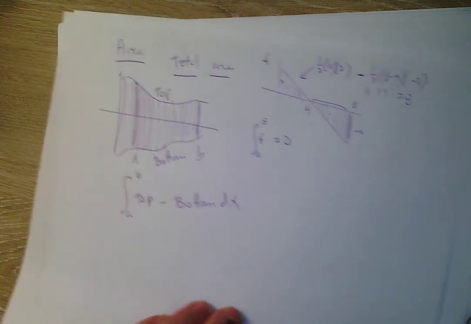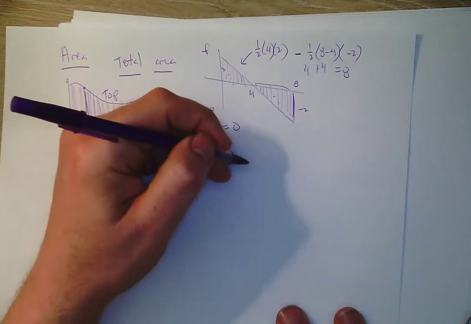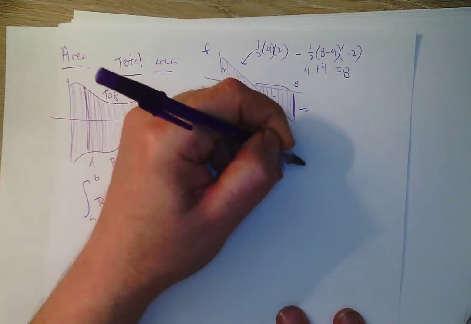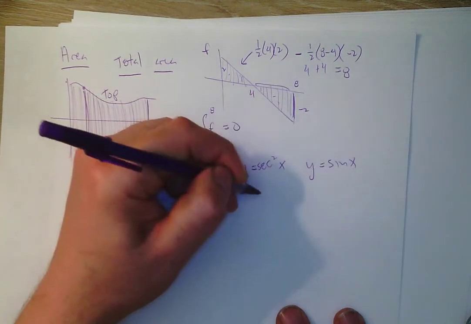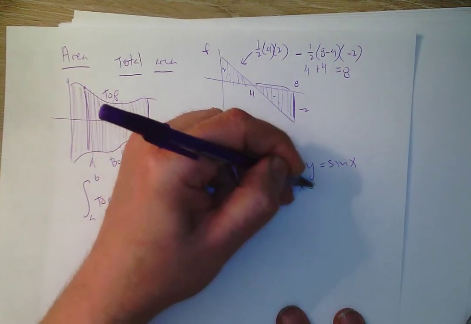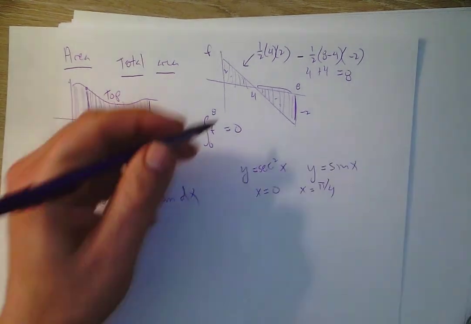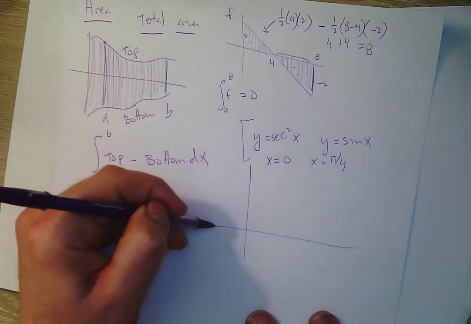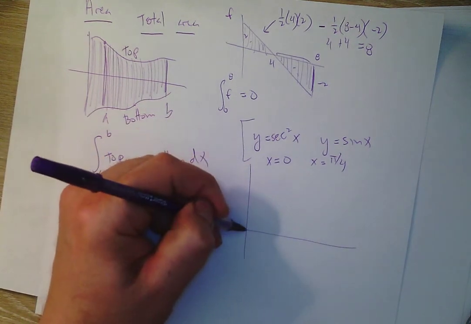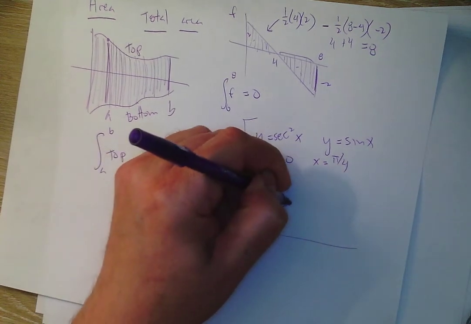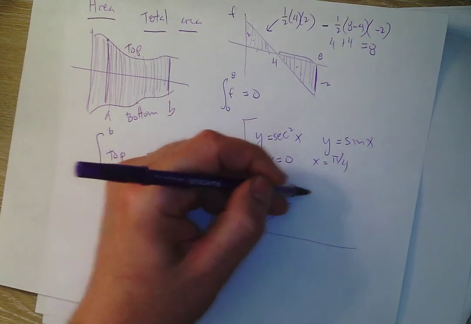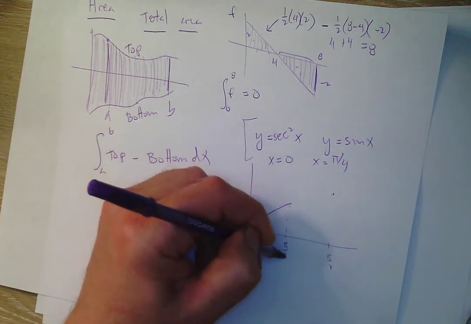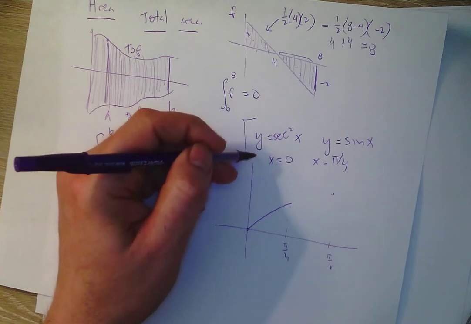So if we start thinking about this with this problem, find the area of the region bounded by y equals secant squared x, y equals sine x, x equals 0, and x equals pi over 4. And by the way, this is a problem without a calculator. I need to first think about what's going on. I've got my sine graph. Remember, that starts here and goes up to its maximum at pi over 2. But we're only going to pi over 4. And then we've got this secant graph.